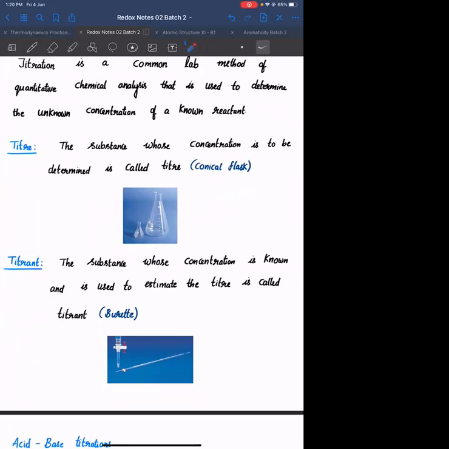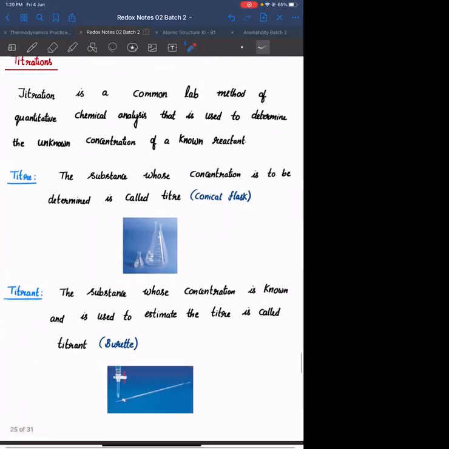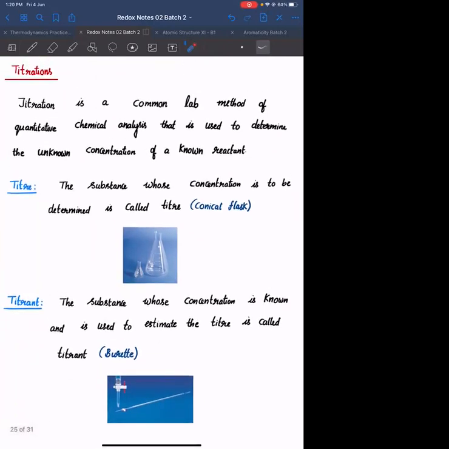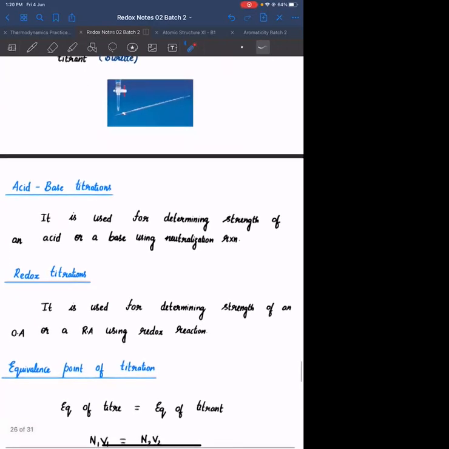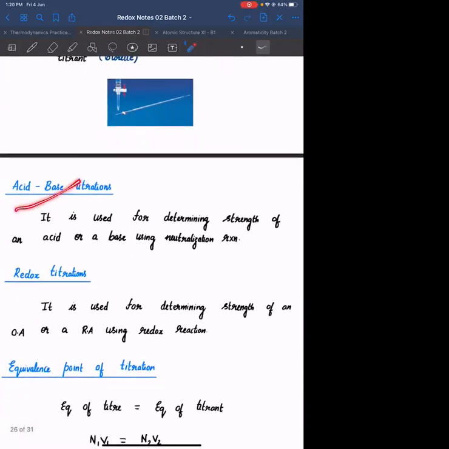Is this clear? What is the end point of titration or what is the equivalence point? It is nothing but where the equivalence of oxidizing agent equals the equivalence of reducing agent. Basically, there are two types of titrations. The acid-base titrations, we will be understanding this in the chapter of ionic equilibrium. In this chapter, we are trying to understand redox titrations.